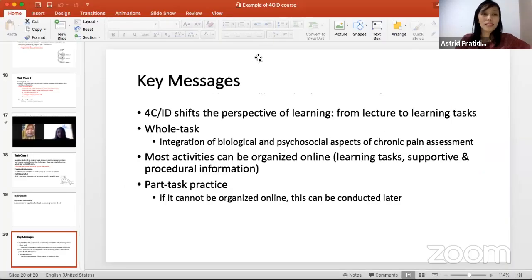Now, this is a short example. And after this, we really would like you to feel the 4CID design. So in this session, it is not only lecture, we will have a small workshop. So you can join us to work on some learning tasks. I will show you our assignments.